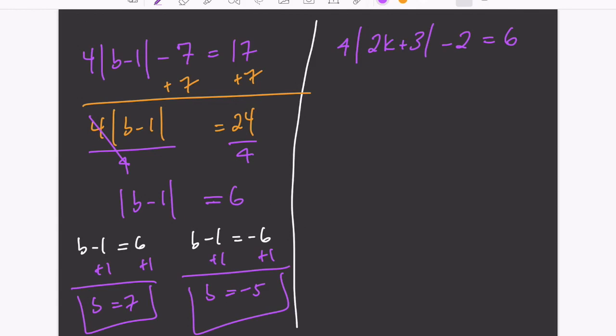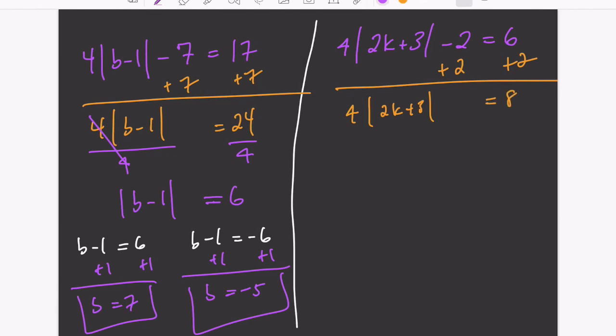All right, let's do one more example. Same thing. I see some stuff, right? I'm trying to isolate this amount. I got to get rid of the 4, got to get rid of the negative 2 because they're not inside the absolute value quantity. So let's do that. I am going to start by adding 2 to both sides, right? So I have 4 times the absolute value of 2k plus 3. But I have gotten rid of that 2, and then so 6 plus 2 is 8.